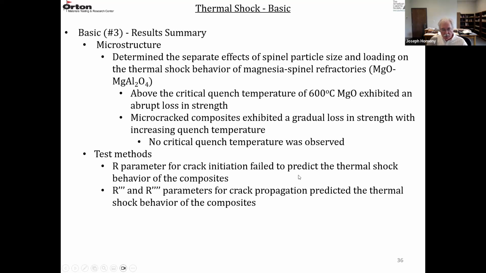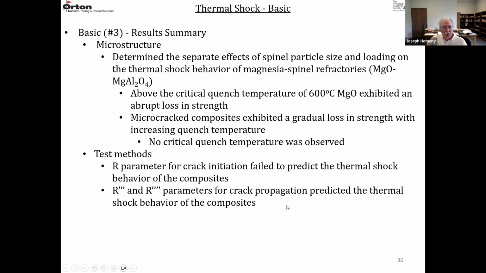And as we previously discussed, the R parameter for crack initiation, the energy needed to start a crack moving, doesn't really work for predicting thermal shock behavior of refractory materials. And in this particular case for the composites, R3 prime and R4 prime, resistance to crack propagation, predicted the thermal shock behavior pretty well on these composite materials.